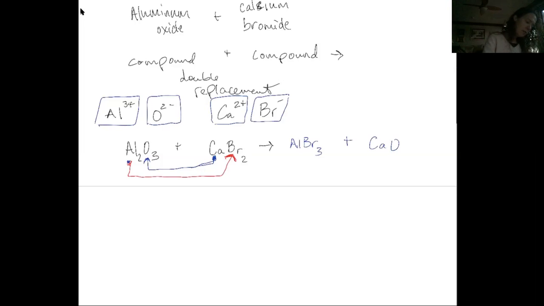Now, cool. You just got to get that guy balanced. It does not matter what order I write my products in. The CaO could have come first. Notice I've got 2 bromides here, 3 bromides here. So I'll make that equal to 6 on both sides, right? The aluminums are good. Oxides and calciums, it looks like we'll need a 3 right there.